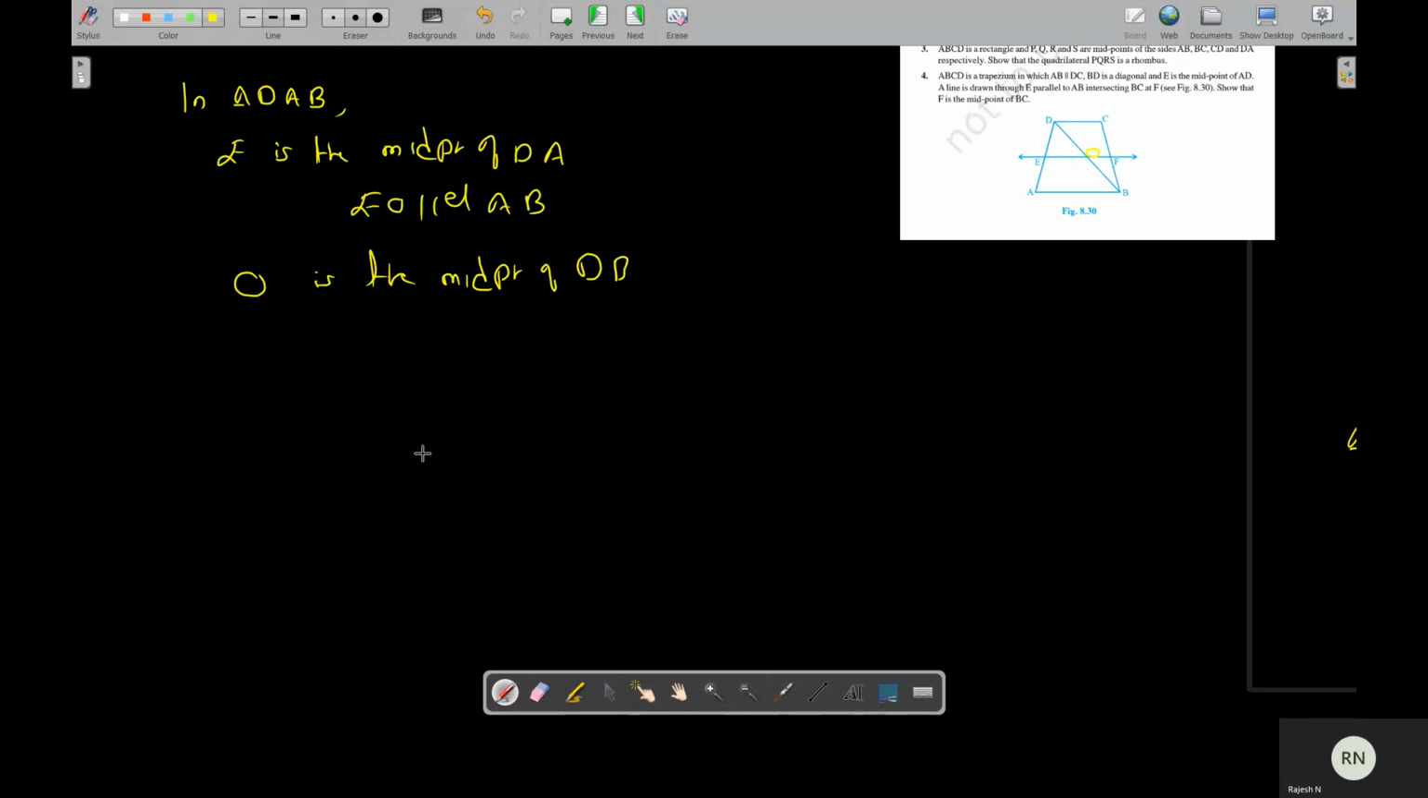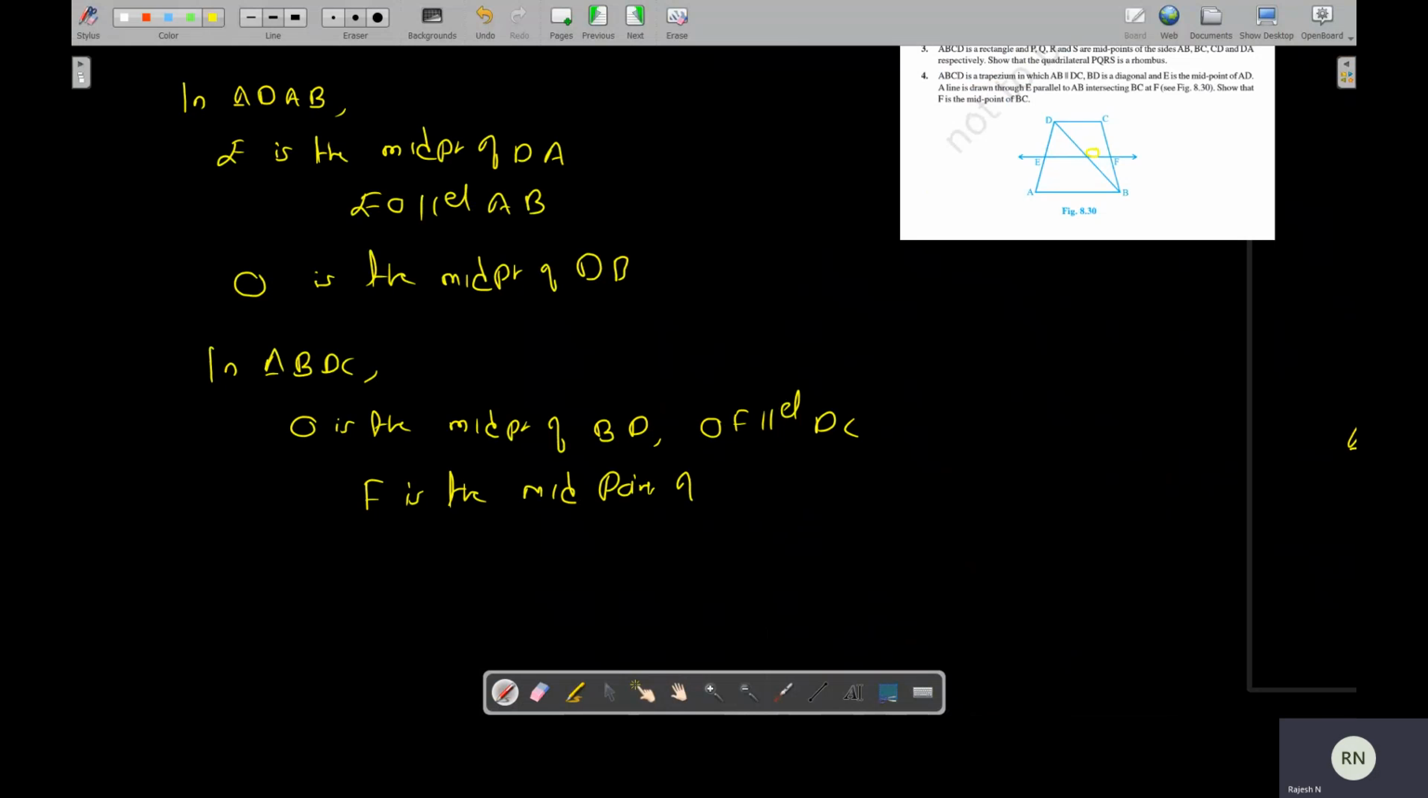And now in triangle BDC, O is the midpoint of BD and OF parallel, actually OF parallel AB, but AB and DC are parallel because trapezium. OF parallel DC, so what you can say by converse of midpoint theorem, F is the midpoint of BC. That's all. Okay, thank you.